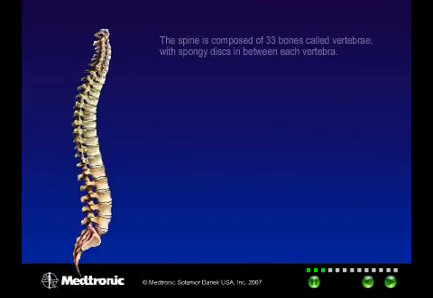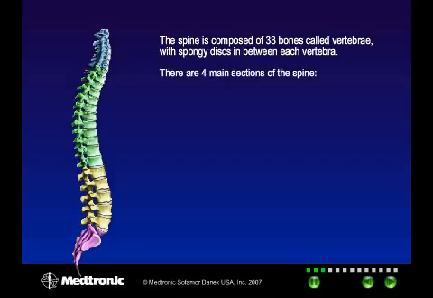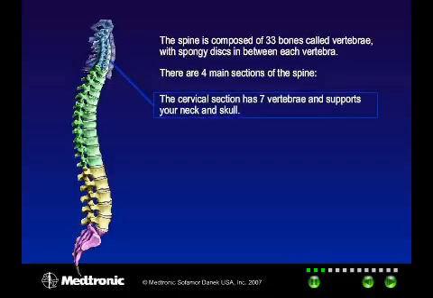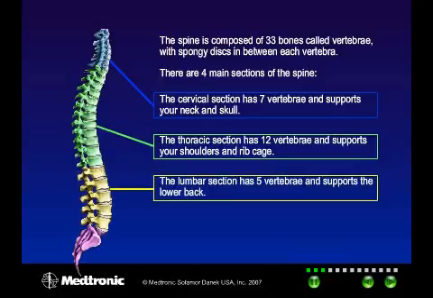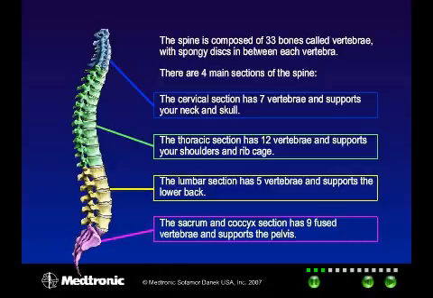The spine is composed of 33 bones, called vertebrae, with spongy discs in between each vertebrae. There are four main sections of the spine. The cervical section has 7 vertebrae and supports your neck and skull. The thoracic section has 12 vertebrae and supports your shoulders and rib cage. The lumbar section has 5 vertebrae and supports the lower back. The sacrum and coccyx section has 9 fused vertebrae and supports the pelvis.